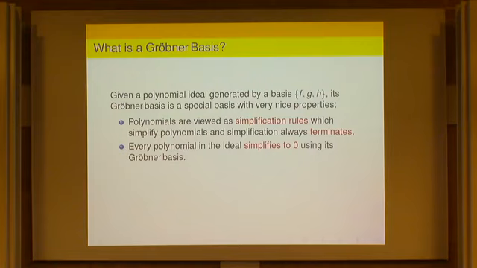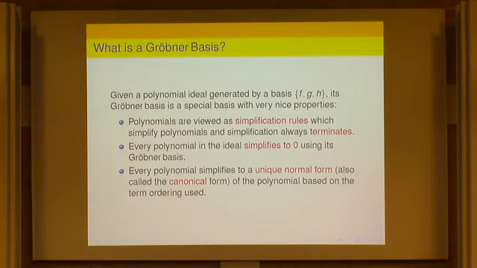So now what are the properties of this particular special basis? In contrast to what goes on in the definition of an ideal, every polynomial in the ideal simplifies to 0 using the Groebner basis, just by doing the simplification rewriting. And that's the very nice property. Obviously, mathematicians before that were using these things, but they had to struggle a lot to check ideal membership. And that was Buchberger's major contribution.